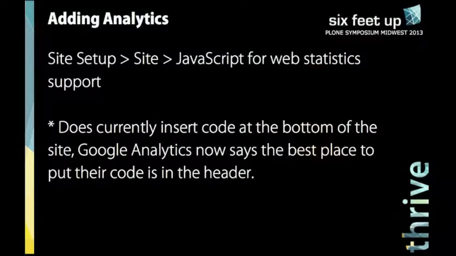It is possible to add analytics into the front end of the Plone site without editing any templates or anything. So if you have Google Analytics and you need to add that code, you can go to Site Setup, Site, and then the JavaScript for Web Statistics Support box towards the bottom of that page. The note, and I'm not sure in Plone 4.3 about this, is that it does currently insert that code at the bottom of the page, and Google Analytics has changed their code recently, and they say their best practice is to put it at the top of the page in the head.